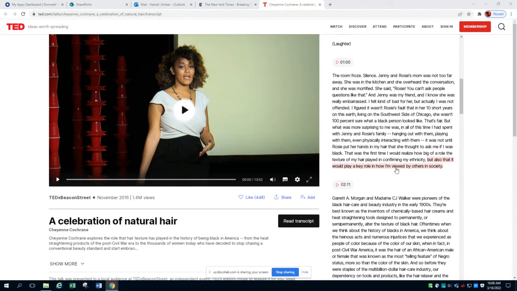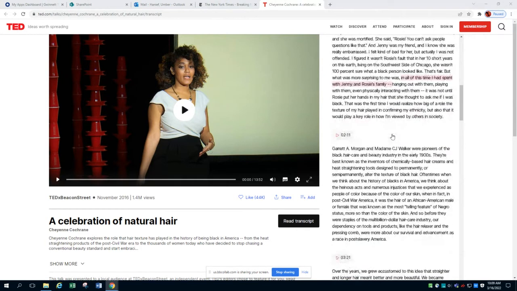And because we've already read all the transcripts, we know that this entire essay is going to be about realizing that the texture of her hair plays a role in confirming her ethnicity, and it also plays a role in how she's viewed by others in society. Are you guys with me? Yes or no? Can I continue? Does everyone understand that? Yes. Okay, good.